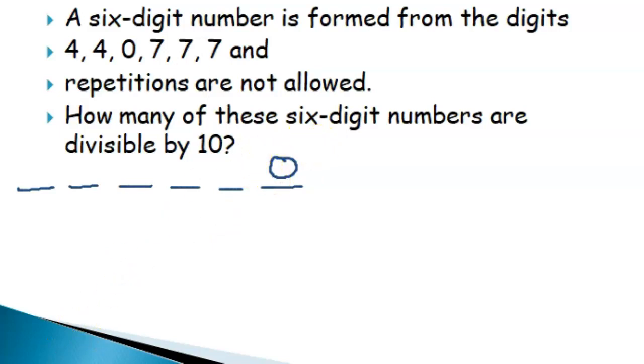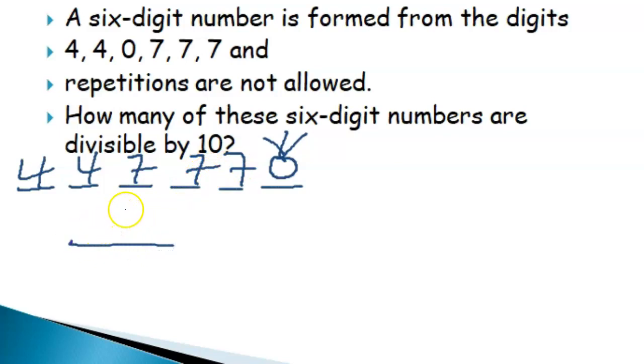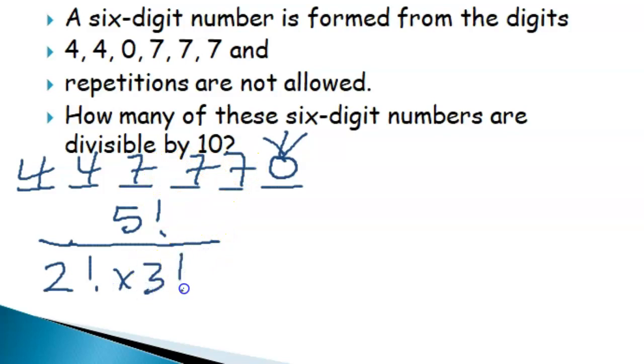So if you think about it, the 0 will be fixed. So we're really only moving 5 characters. We're going to be rearranging these 5 characters, of course, with 0 fixed. So in terms of using the formula, 5 factorial, since it's 5 characters we are moving around. But among the 5 characters, 4 appears twice. So 2 factorial to account for that. And 7 is there 3 times. So 3 factorial to account for that.